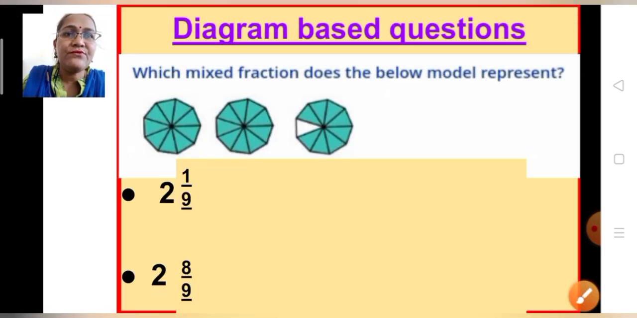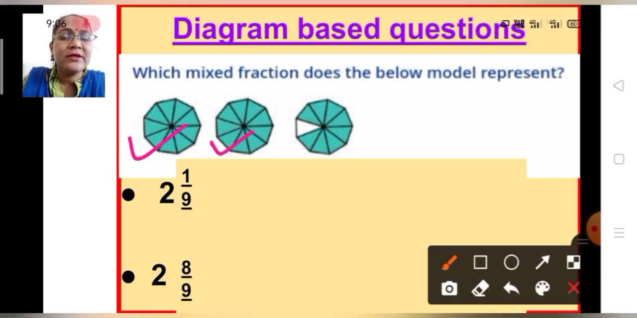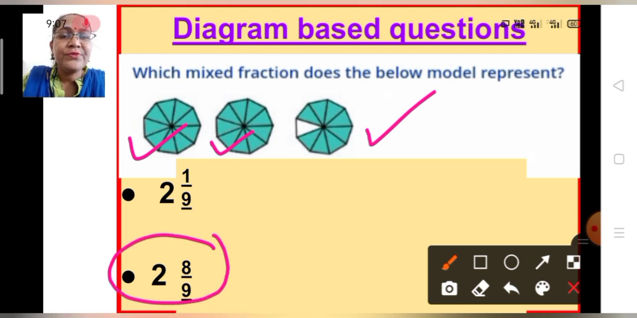Next type of question is diagram based question. In this, diagrams are given to you, and based on the diagram some questions are asked to you. So you need to see the diagram very carefully, then answer the question. Your first question is, which mixed fraction does the below model represent? See children, can you see the two whole part over here? So our fraction is having 2 whole part, and next is out of 9 parts, 8 parts are colored. So our required fraction is 2 8 by 9.